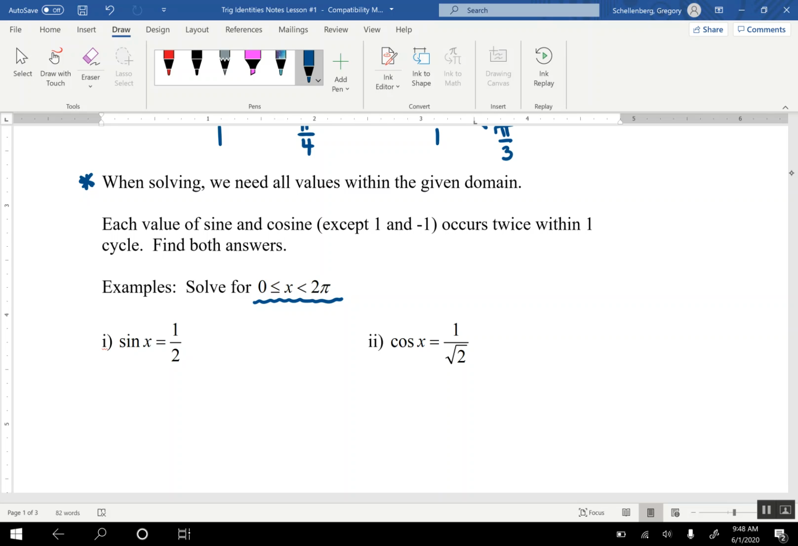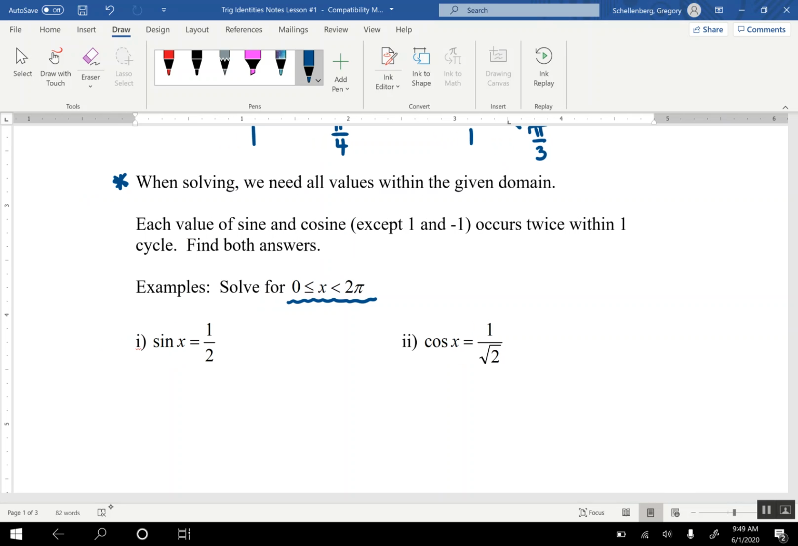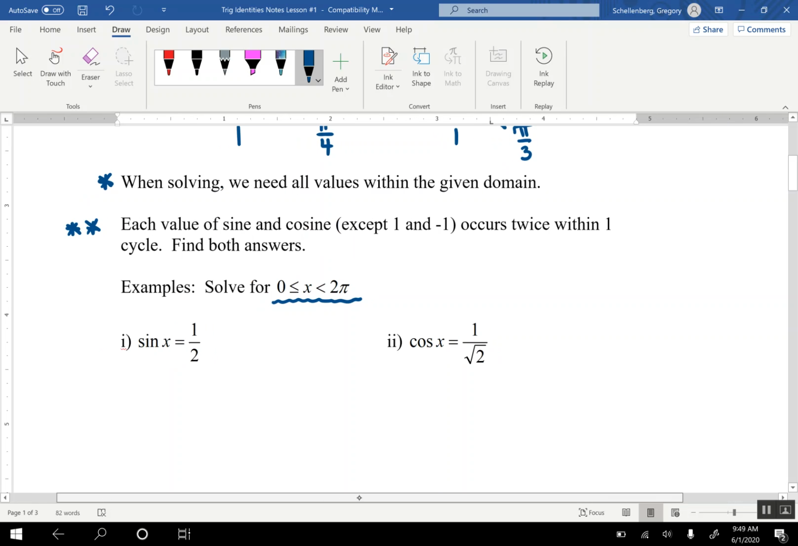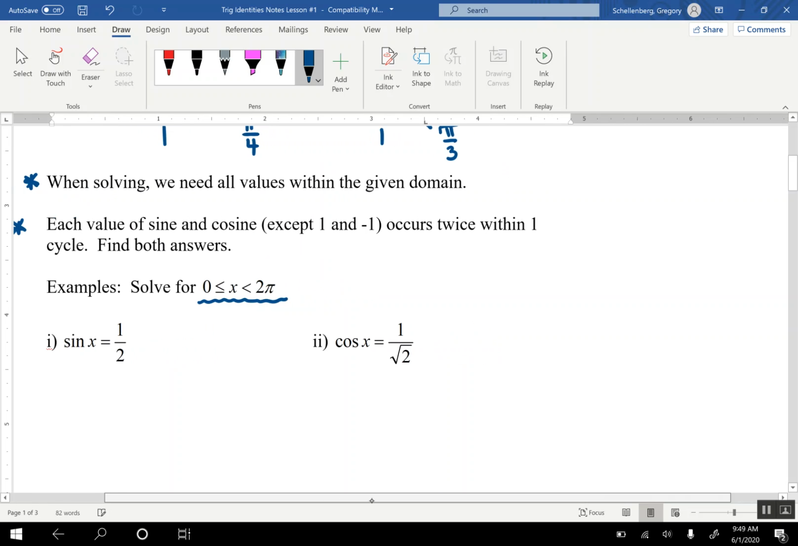Okay, the other thing that we want to keep in mind, and this is probably something relatively new, but each value of sine and cosine, except for 1 and -1, occurs twice within one cycle or one period. Okay, so this is really important as we move forward in this unit. And I'm just going to give you a diagram of what that's talking about.